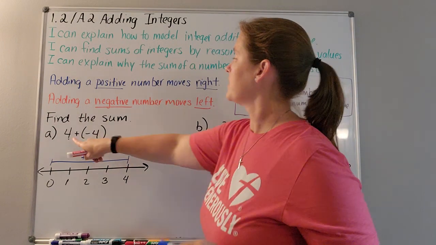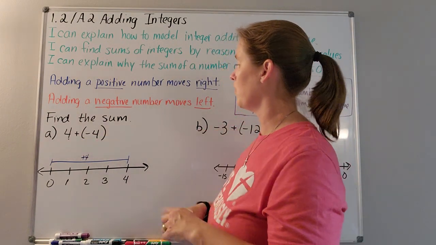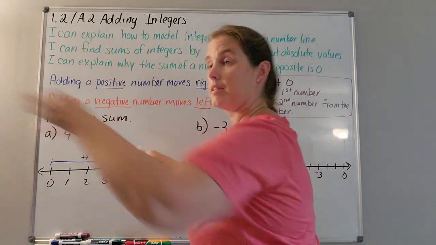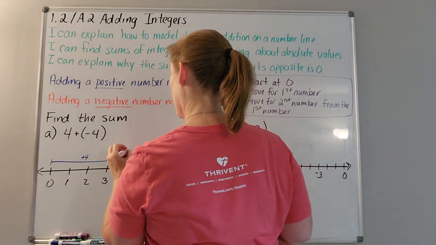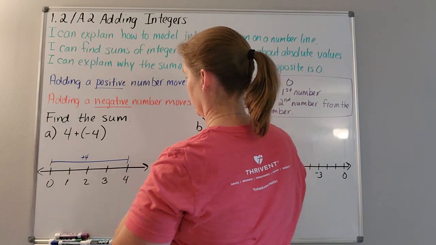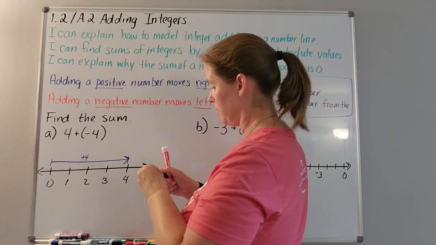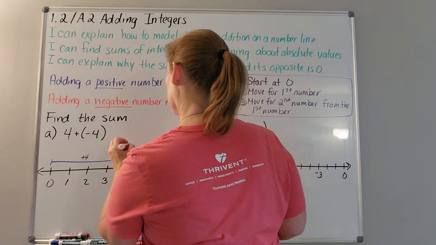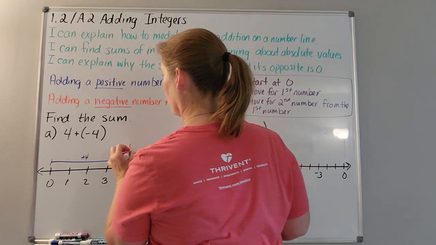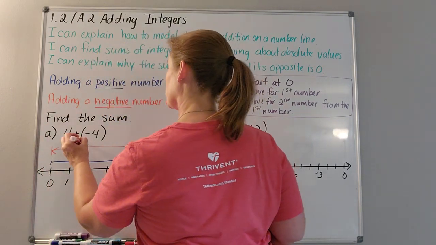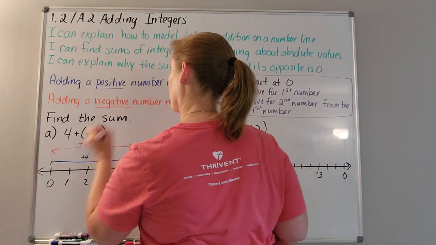Now I have to add negative 4. Well, I was at 4. Negative 4 means I go left. So with my red marker, now I'm just going to put a little arrow on the end of this one to here. There we go. So we know we went right. Now I'm going to start here, and I'm going to go left for 1, 2, 3, 4. Right there, back to the end. And this was plus negative 4.